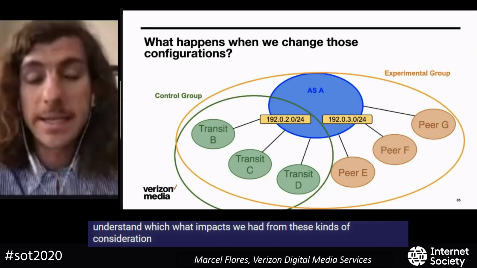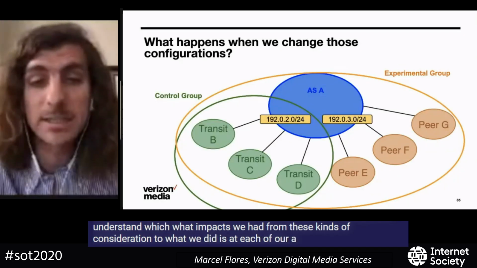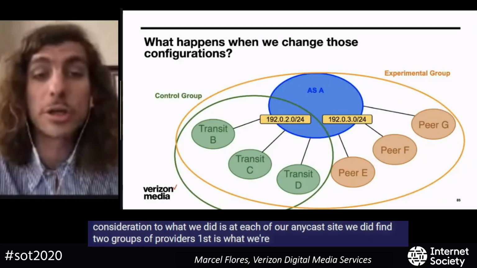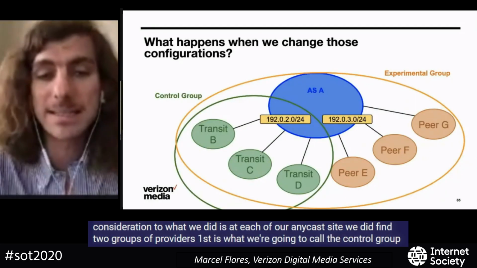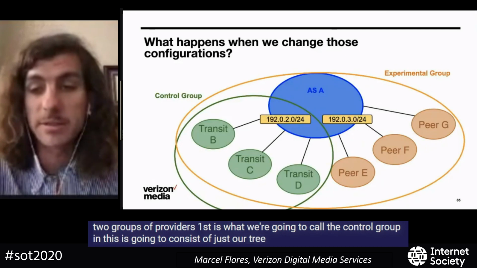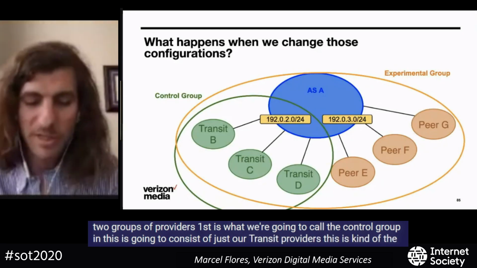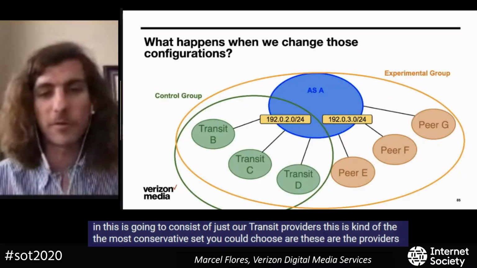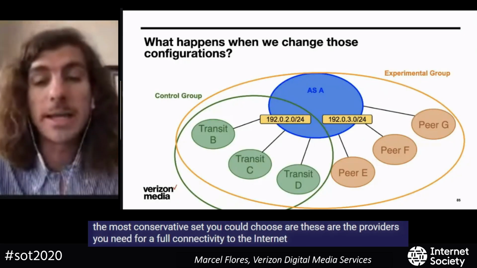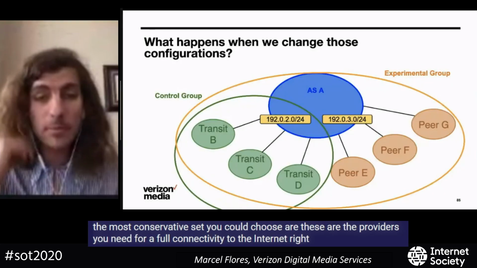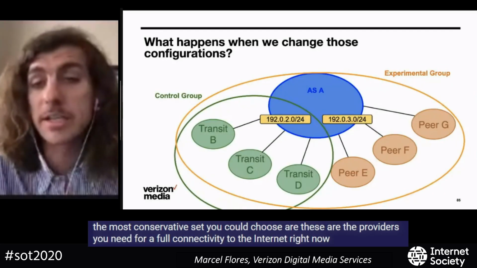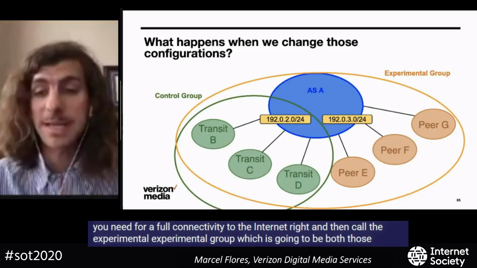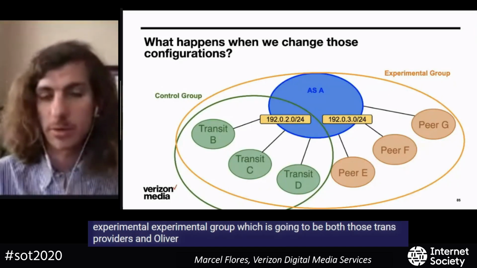So what we did is at each of our Anycast sites, we defined two groups of providers. The first is what we're going to call the control group, and this is going to consist of just our transit providers. This is the most conservative set you could choose. These are the providers you need for full connectivity to the internet. So that's our control group. And then we're going to define a second group, which we're going to call the experimental group, which is going to be both those transit providers and all of our peers at that location.